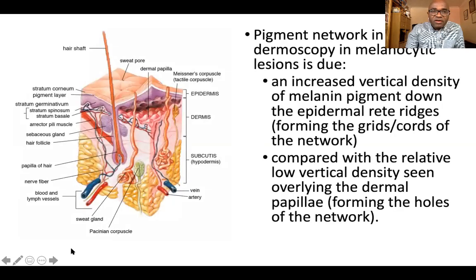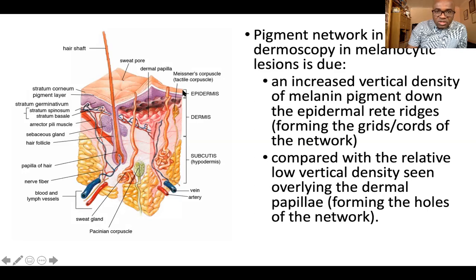So the first part is anatomy. If we look at the pigment network, this is the anatomy and histology of the skin. The pigment network in dermoscopy in melanocytic lesions is due to an increased density of melanin pigment down the epidermal rete ridges, forming the grid cords of the network. So these are the epidermal rete ridges where my arrow is pointing, and this is the dermal papilla in the dermis.